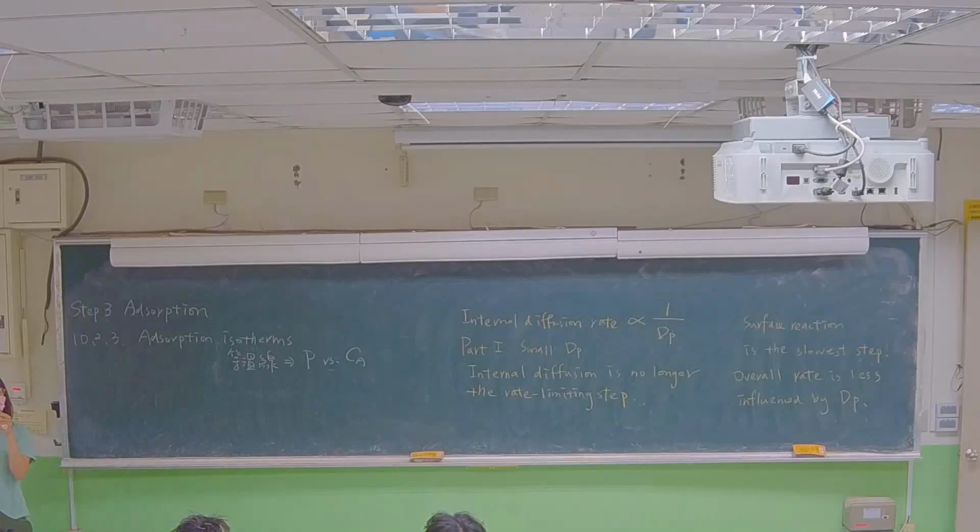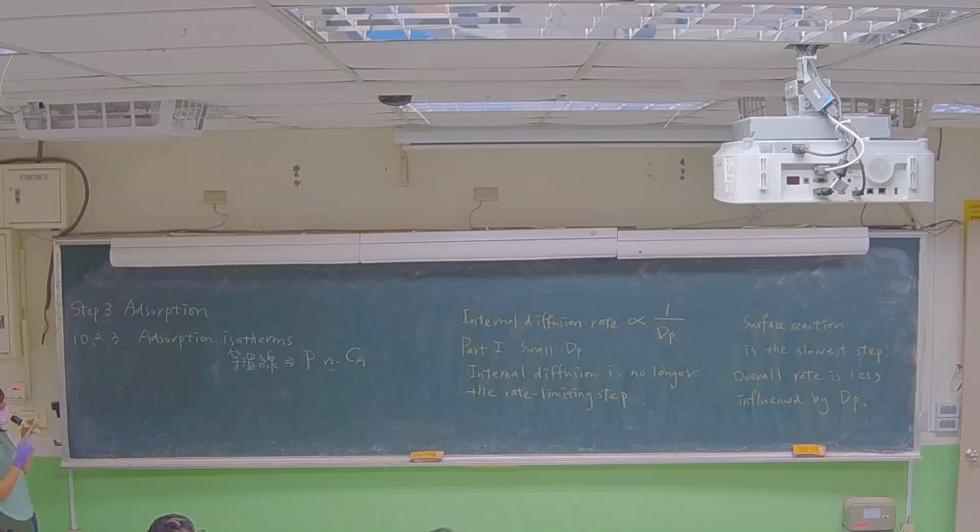So let's continue. Okay. Step 3, adsorption. Adsorption means when you diffuse into the inner side of catalyst, the reactant should adsorb on the surface of catalyst, right? So how about what is the adsorption?